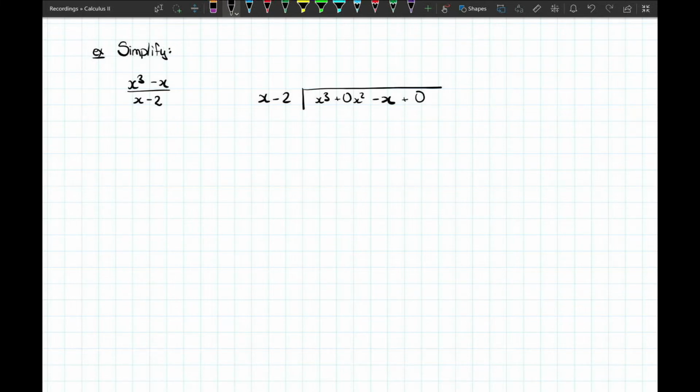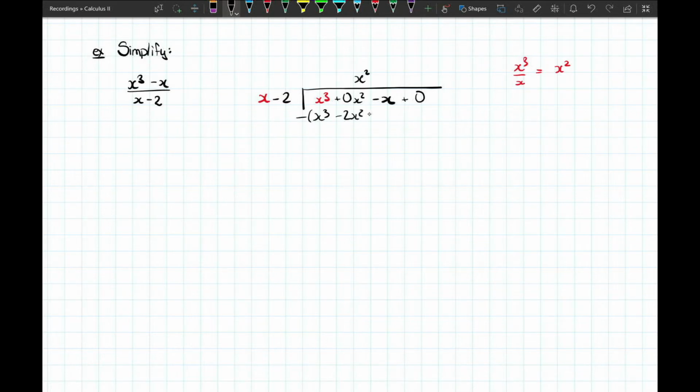Now, the first thing I'll start off with is really just taking a look at this leading term x and see how many times it goes into the leading term x cubed. Well, we can perform that division, x cubed by x, and we end up with x squared. So x minus 2 will need to be multiplied by x squared. That gives us x cubed minus 2x squared.